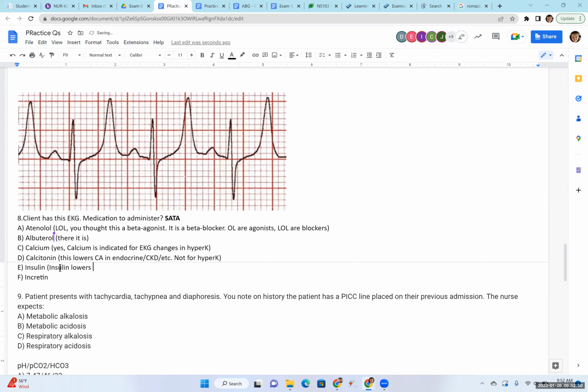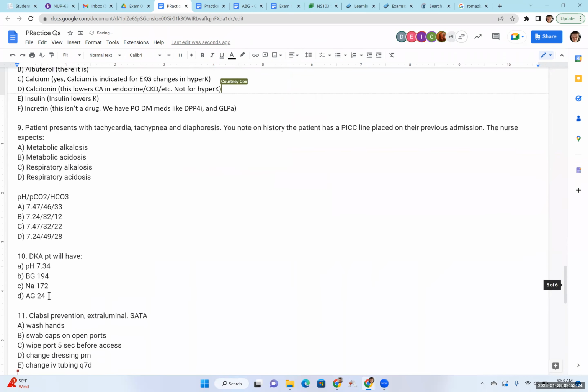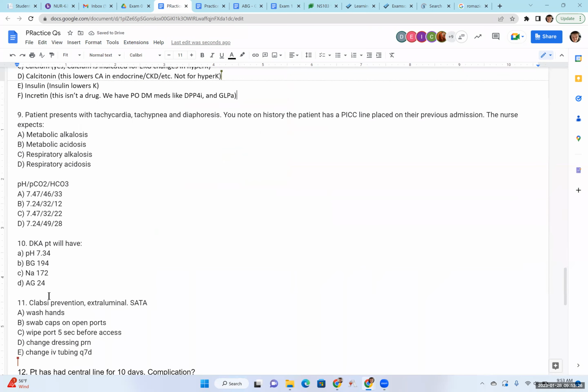Insulin lowers K. So incretin, do you give that? That's not a thing. You don't pull up a bottle of incretin. We have medications that promote the incretin in the body, right? Which ones are those? GLP and DPP4. This isn't a drug. Okay, we have PO meds, DPP4 inhibitors, and GLPs.